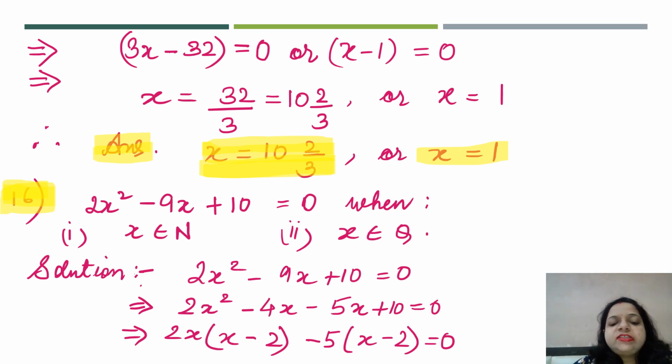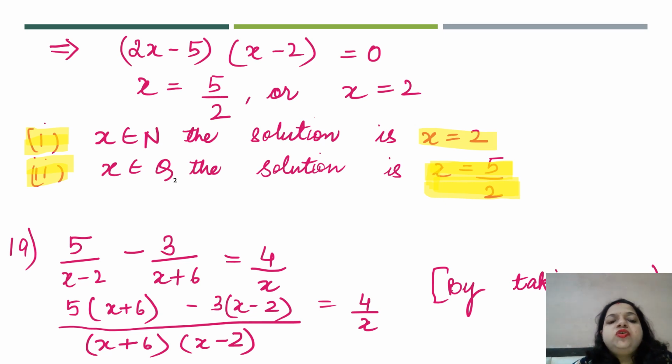Now taking the equation 2x square minus 9x plus 10 is equal to 0. For 2x square we have to multiply and get 20, and the sum is minus 9. So we take 2x square minus 4x minus 5x plus 10 is equal to 0. 2x into x minus 2 minus 5 into x minus 2 is equal to 0.